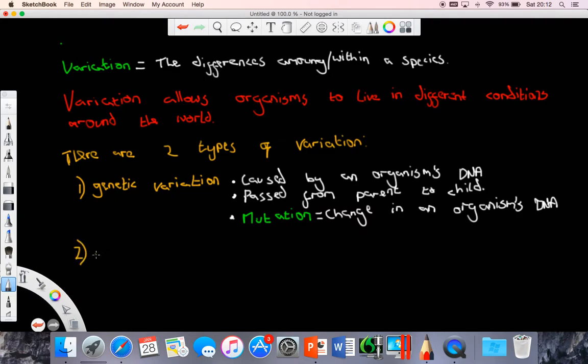The second type of variation is environmental variation. Okay? Now, environmental variation is slightly different because it's not caused by their DNA. Environmental variation is caused by the environment. Now, this could be anything. For example, if you decide to dye your hair, that is from your environment. It's not caused by your DNA, but it does cause variation. If you dye your hair green, for example, you can't get green hair through your DNA, but you can get it from your environment. But obviously, things such as green hair through hair dye cannot be passed to children.